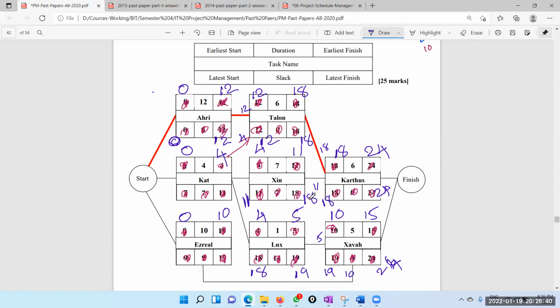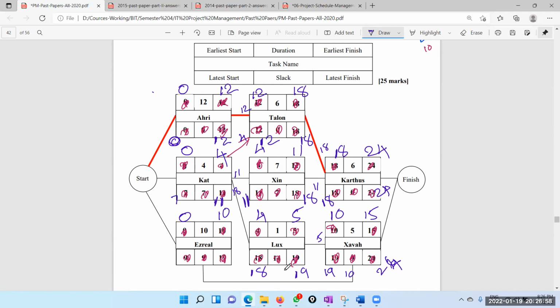So this is 18, this is 11. From here it is 11. From this side it is 11, if it comes from this side, 18. The backward pass needs a small one. So this side is 11. 11 minus 4 is 7.